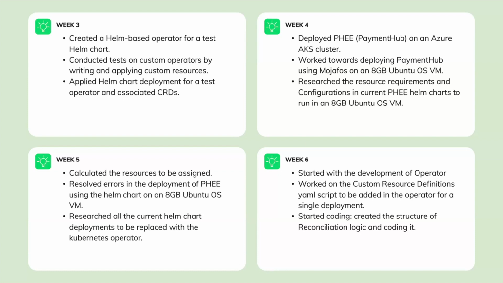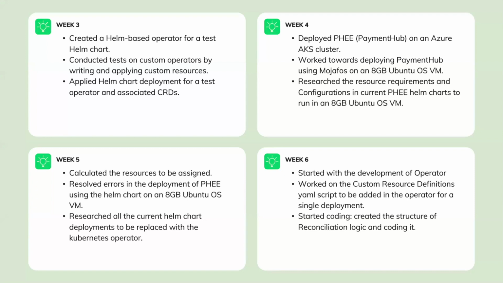The deployments faced many issues since they are to be optimized for lower systems. Hence, I researched the resource requirements and configurations of each part of the payment hub deployment. I worked on the current configuration and calculated the required resources to deploy payment hub in lower systems. Then, in the fifth week, I started solving all the other errors the current deployment in the virtual machine had. Solving errors provided me a much better understanding of the Helm configurations for each subchart in payment hub.